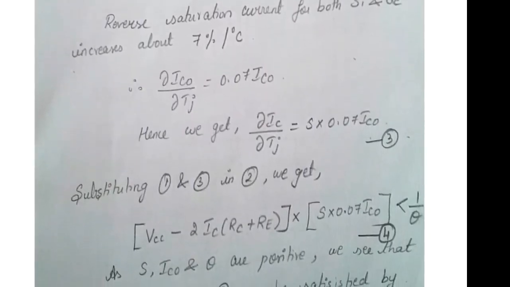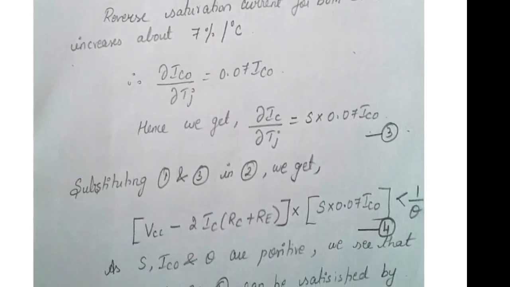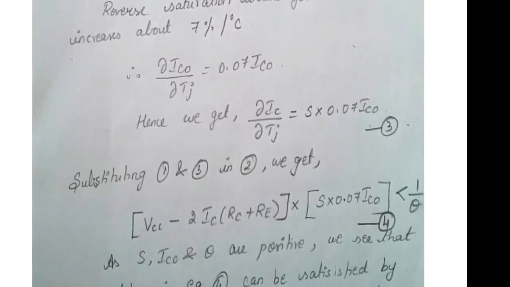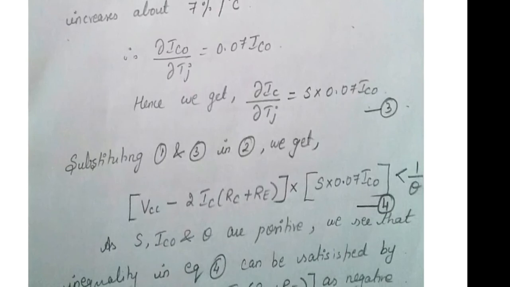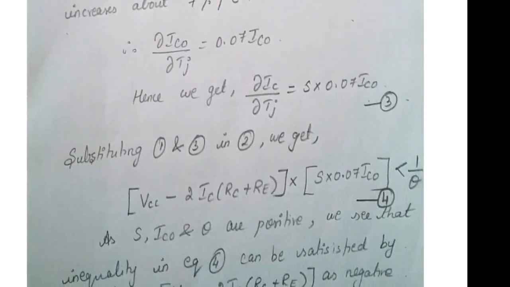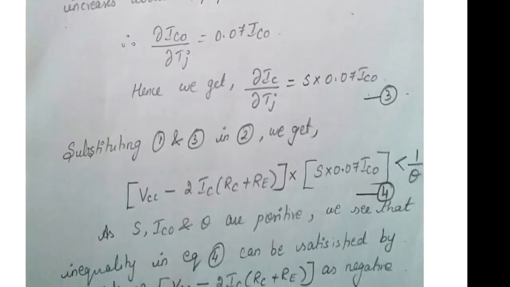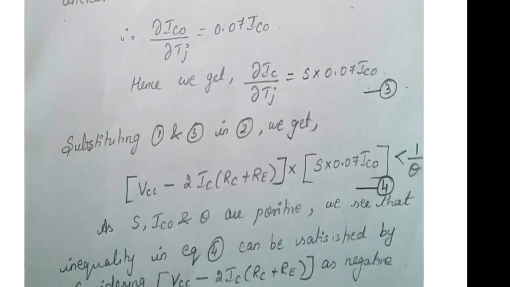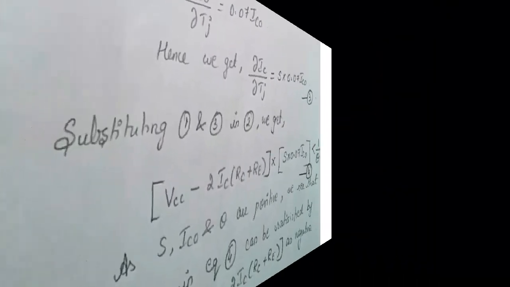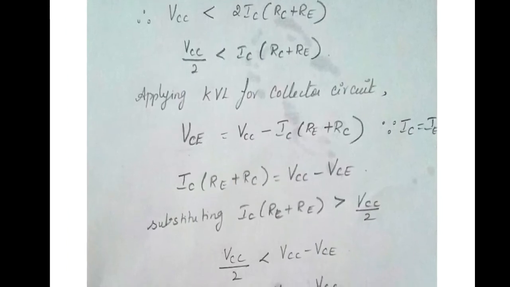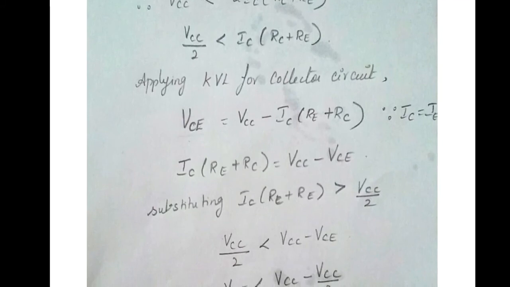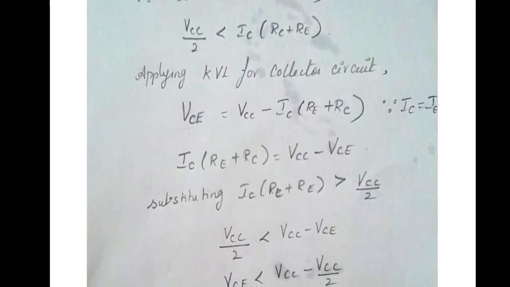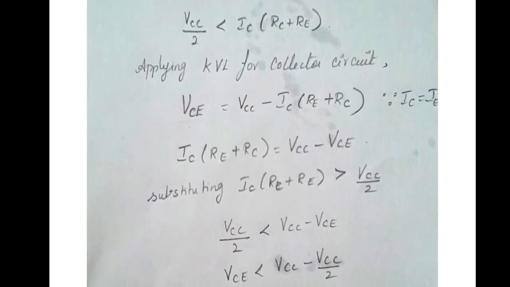We can see that S, theta and IC naught are positive. Looking at the inequality in equation 4, we need VCC minus 2IC into RC plus RE to be negative. To do this, we must take VCC as less than 2IC into RC plus RE. If we take the 2 to the denominator, VCC by 2 is less than IC into RC plus RE.